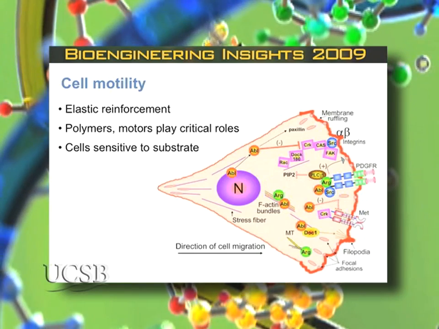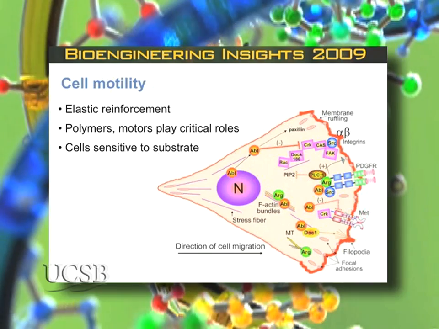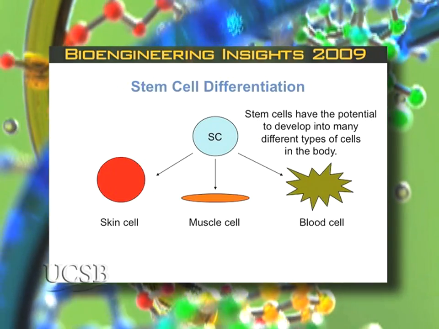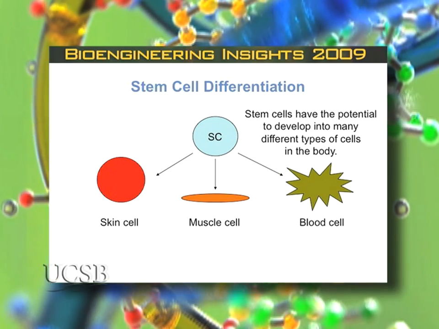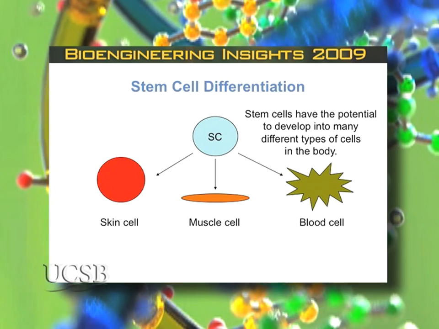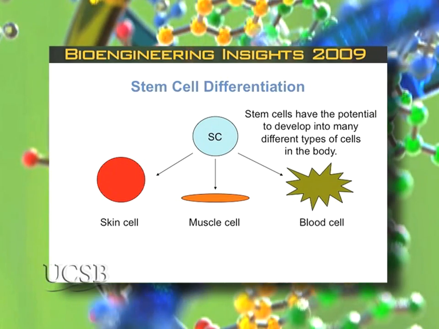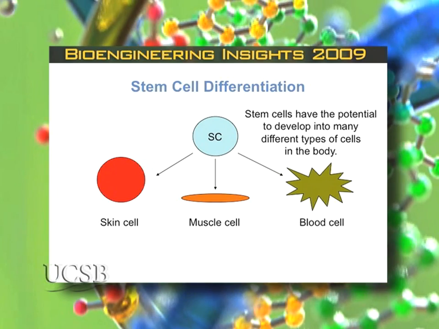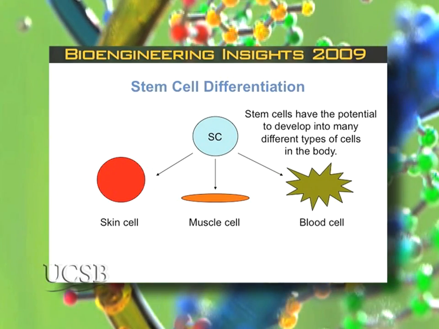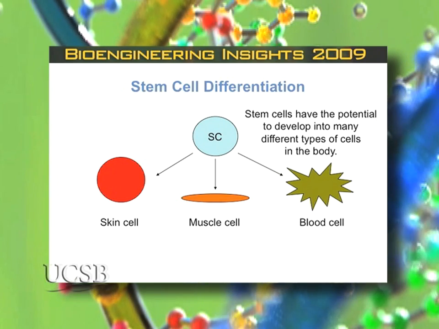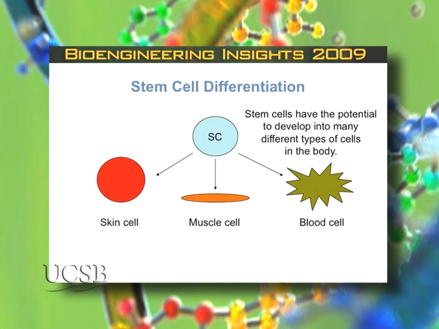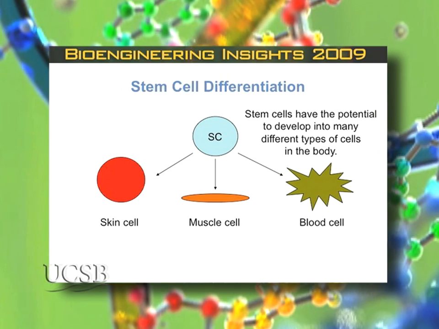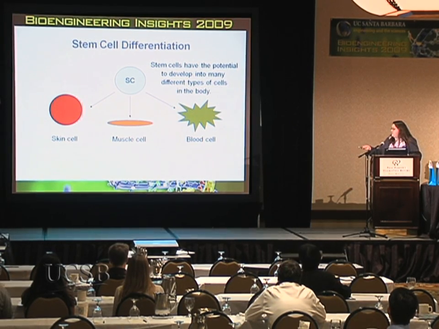So motile cells are really only one example of cells that are sensitive to force. Another example, which I think is becoming more and more prevalent, is stem cells and their ability to differentiate. Stem cells, as you know, have the potential to develop into many different types of cells in the body, and they're of course a very exciting new type of cell biology which is emerging, giving great promise to different types of regenerative medicine. I've shown in cartoon form here the idea that a single stem cell can differentiate into several different cell types, right? Skin cells, muscle cells, blood cells.